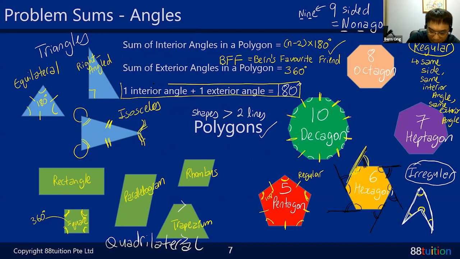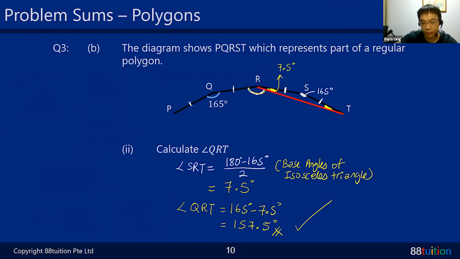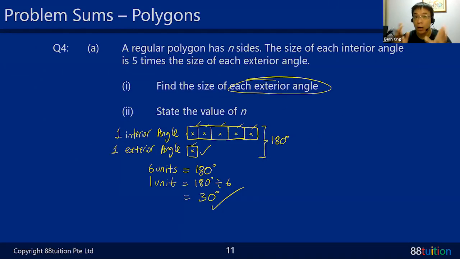One interior and one exterior is 180. And I show you the hexagon now here. Remember here? The inside plus the outside is a straight line. It adds up to 180 degrees. All right, very good. So down here, same thing. One interior and one exterior is 180. You get it? Very good.